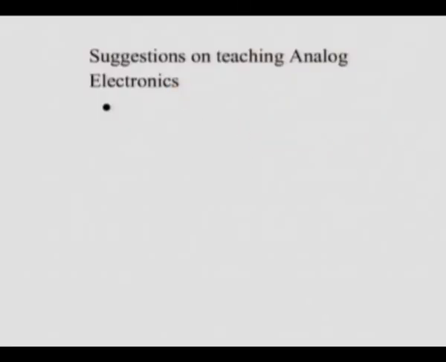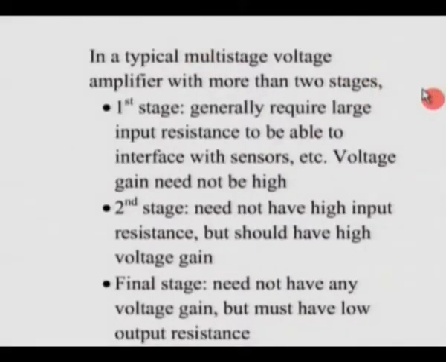We talked about multi-stage amplifiers, and we said the strategy in a multi-stage amplifier is to decide on how many stages. In a typical multi-stage amplifier, assuming it is a voltage amplifier, the first stage needs to have high input resistance, and the voltage gain need not be high. The second stage would have a high voltage gain, and the final stage would have a low output resistance.